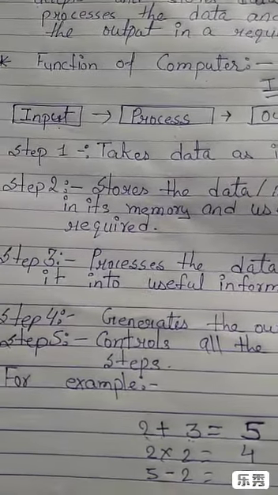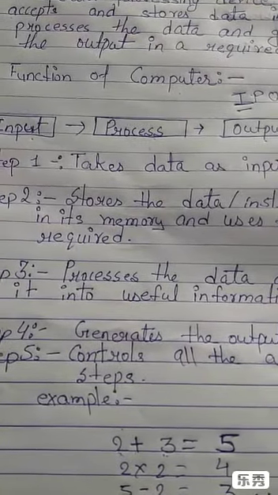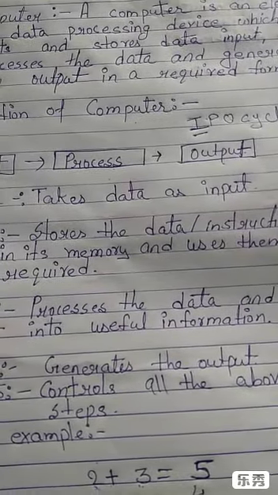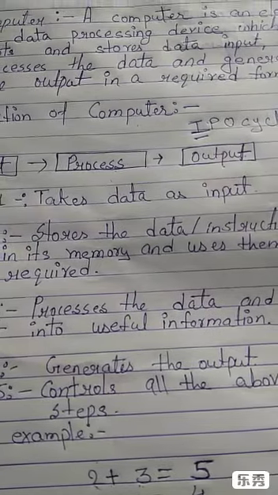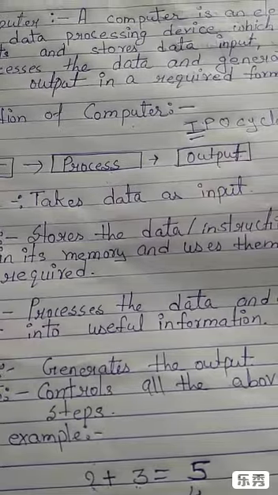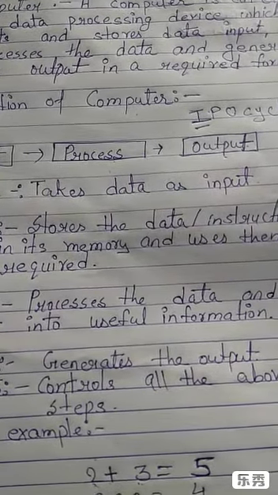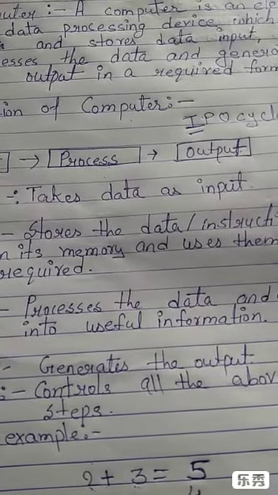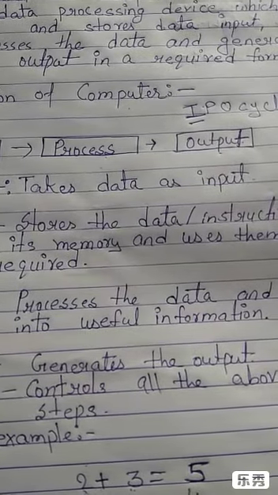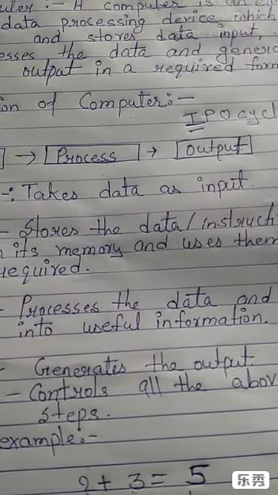Now the output unit. What is the output unit? The output unit consists of devices with the help of which we get the information from the computer. This unit is a link between the computer and the users. Output devices translate the computer's output into a form understandable by the user, meaning what we get on our screen as a result is translated from computer language to our language, user language.